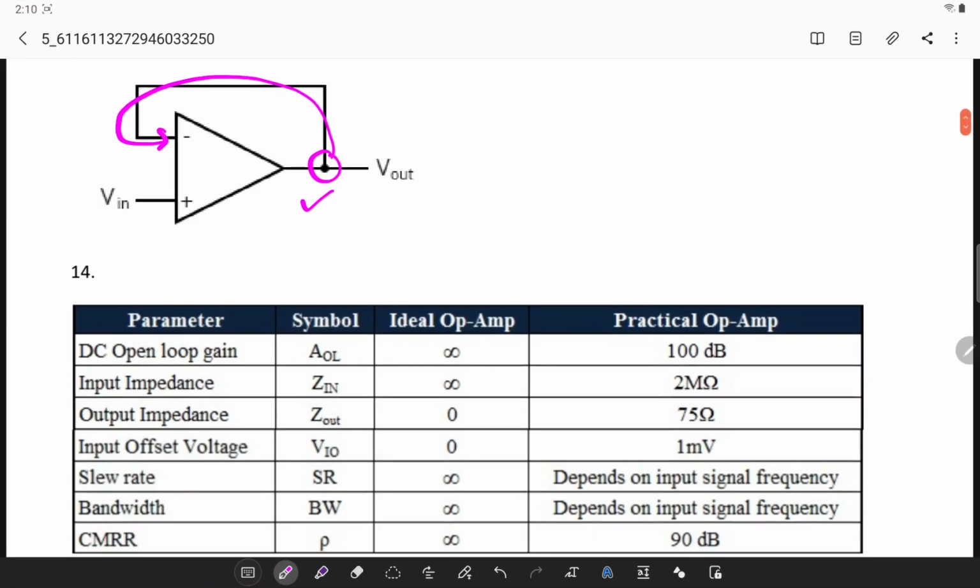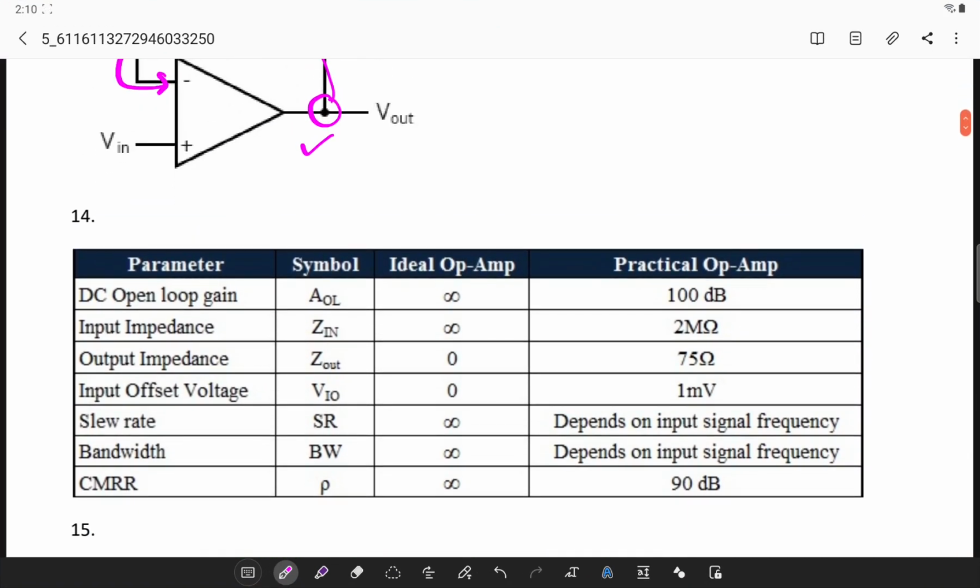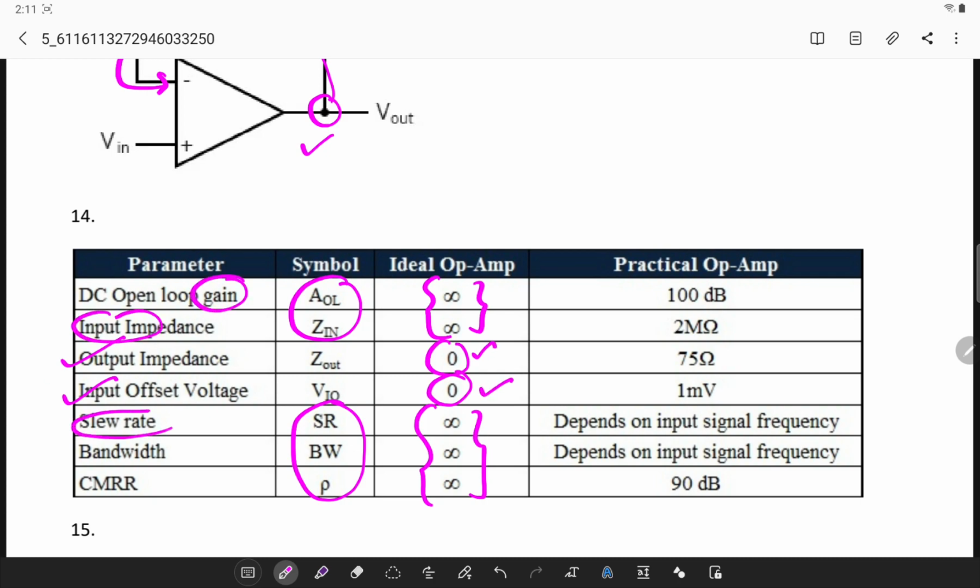So just remember this table by heart, because apart from input offset voltage and output impedance, all the other values are supposed to be very high or precisely infinity when it comes to an op-amp. So only output impedance and input offset voltage ideal values are 0, whereas the open loop gain, input impedance, slew rate, bandwidth, or CMRR, common mode rejection ratio, must all be very high, or theoretically they have some ranges. Okay.